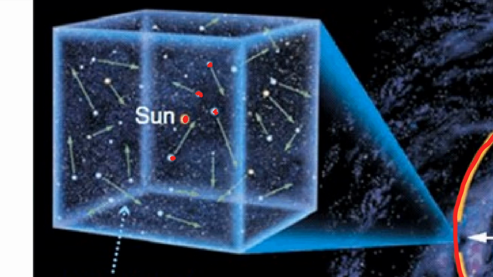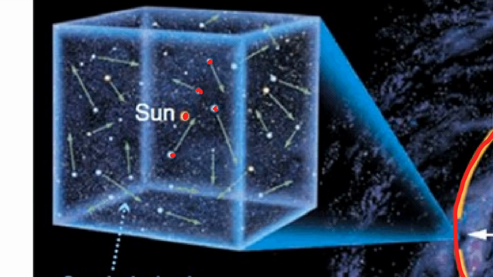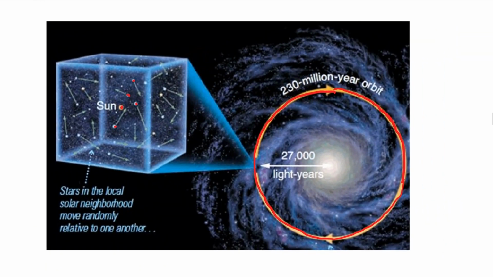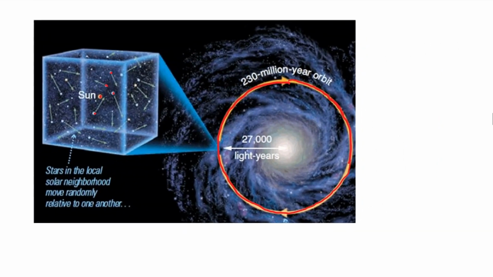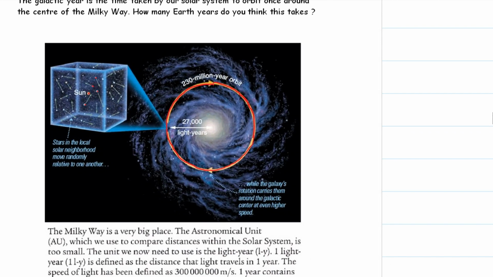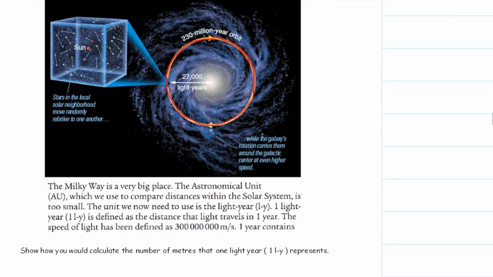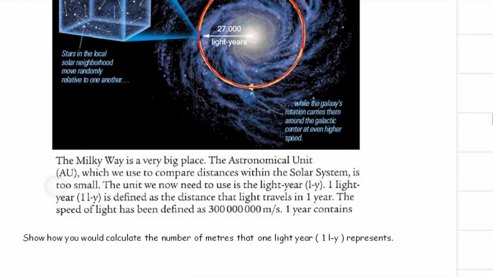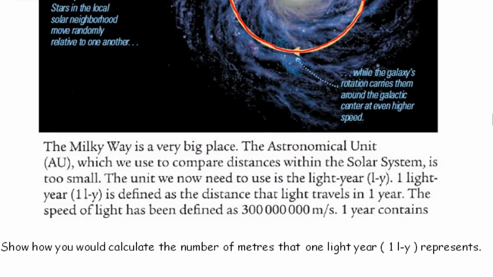We don't know more than that really in terms of how many planets and whether there's life on those planets, because of the vastness of space. Incredible to think about. And there's billions of stars just in our galaxy. So it says here the Milky Way is a very big place.